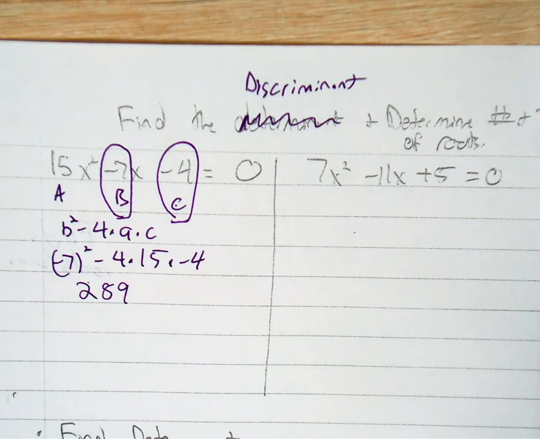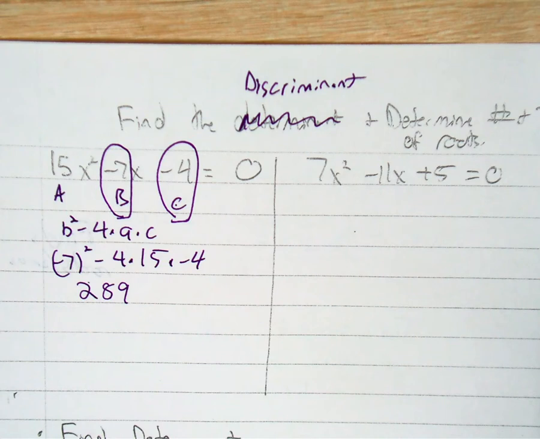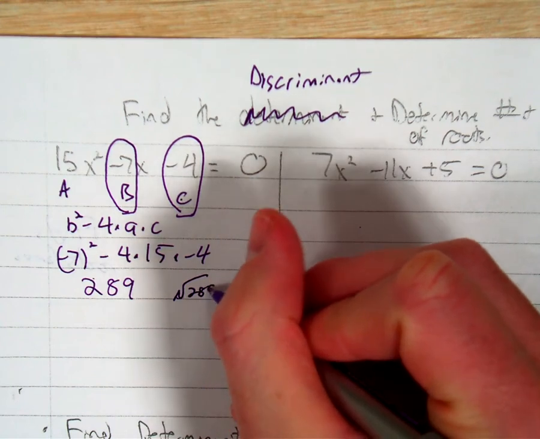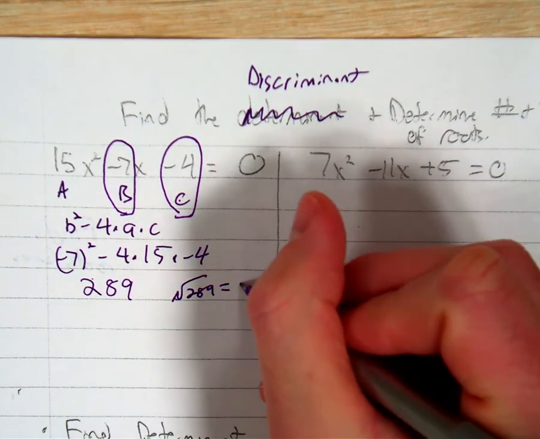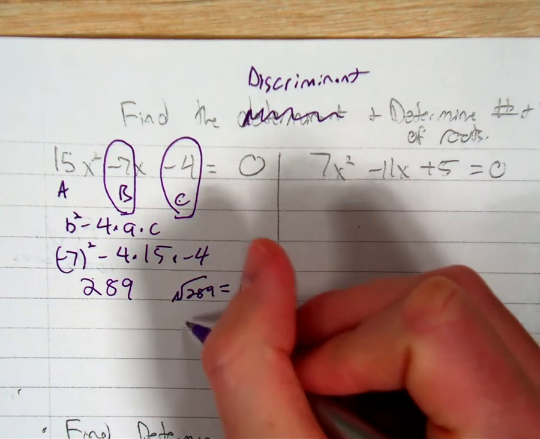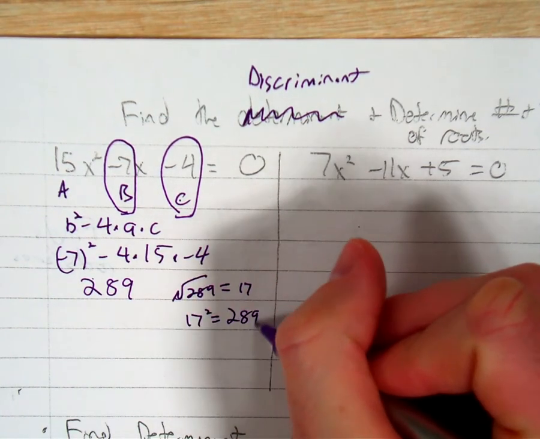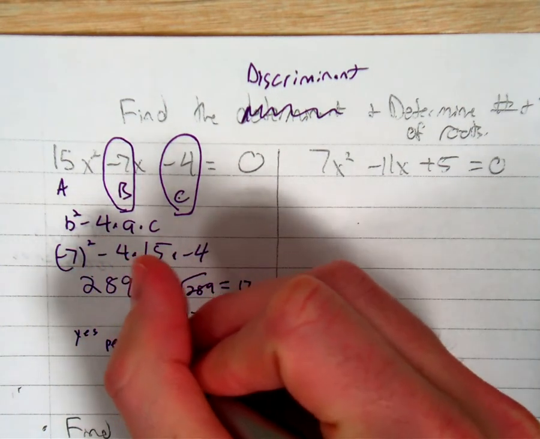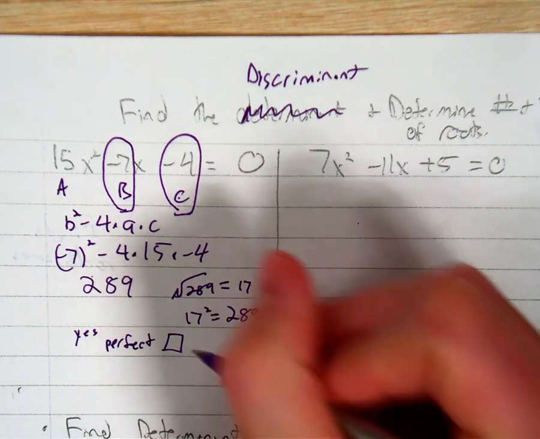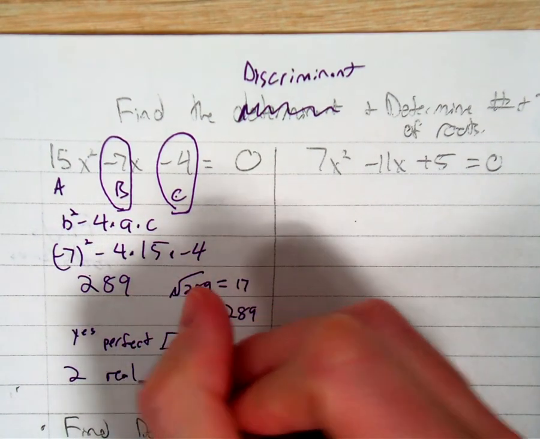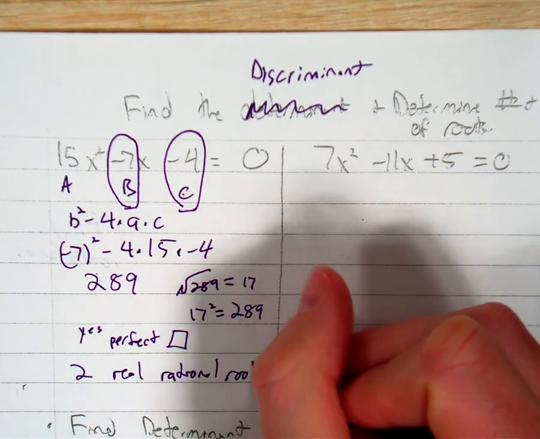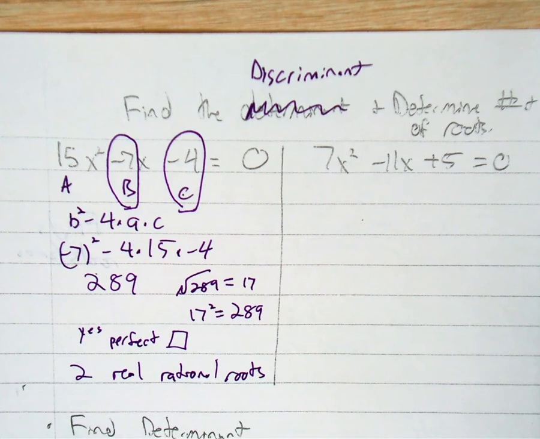So it's positive, so we're going to have two real roots. Now, are they going to be rational roots or irrational roots? I don't know. Is 289 a perfect square? The square root of 289 is 17. It comes out nice, so yes, that means it is a perfect square. So what does that mean for me? It means I'm going to have two real, rational, nice number roots. Two real rational roots.